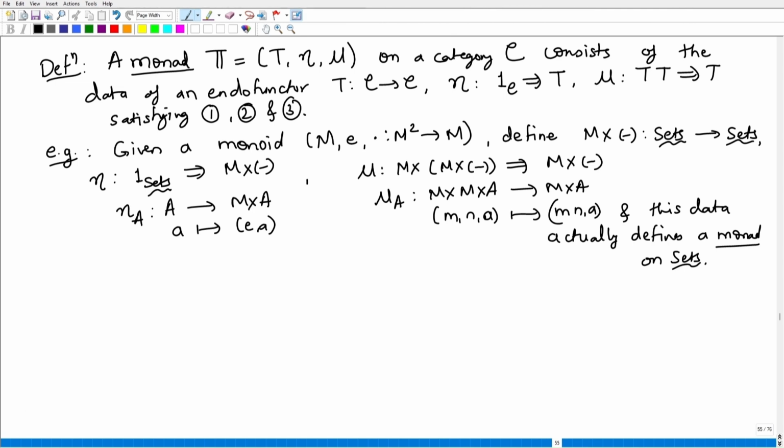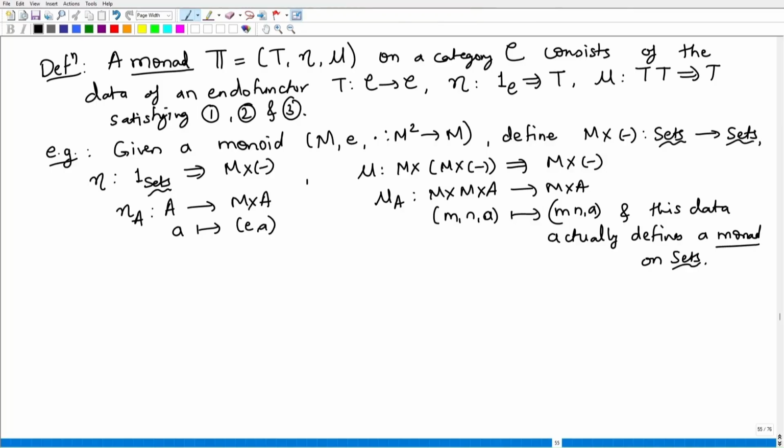Okay. So naturally, once you remember this data coming from an adjunction, can you ask the question? How do you recover the adjunction from the monad? How do you recover the adjunction will come later perhaps. The question is, does every monad come from an adjunction?